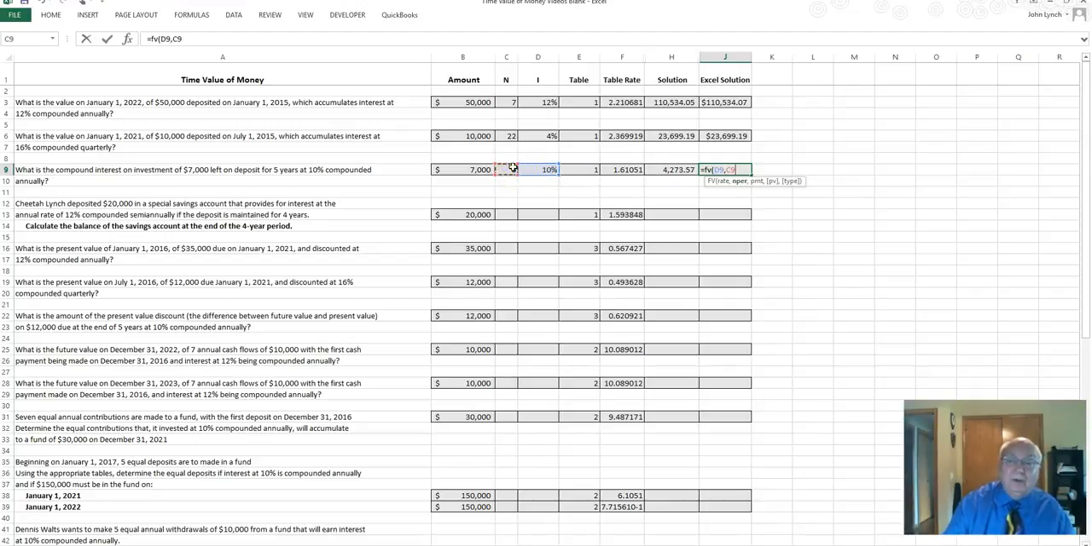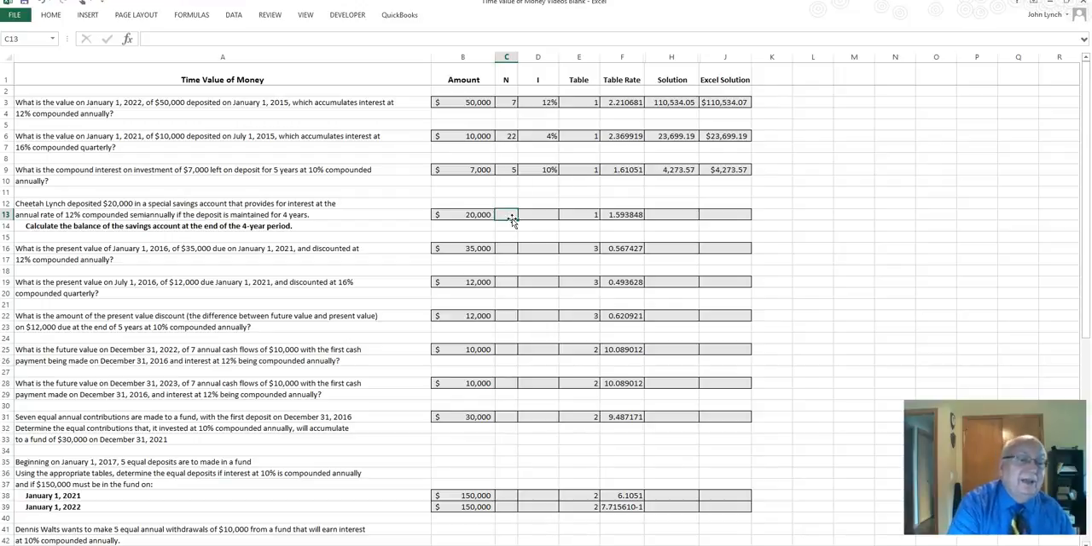Earn interest for 5 periods. Again, it's a one-time payment of $7,000, but we have to subtract off one of the 7,000s because we only made actually 4 payments of $7,000. Okay, for 5 years. All right.